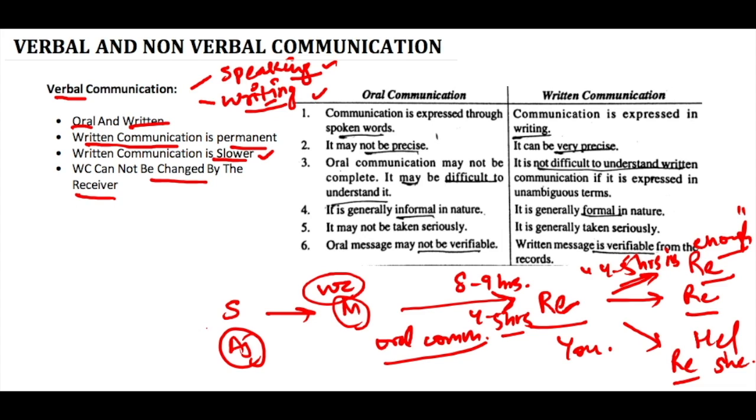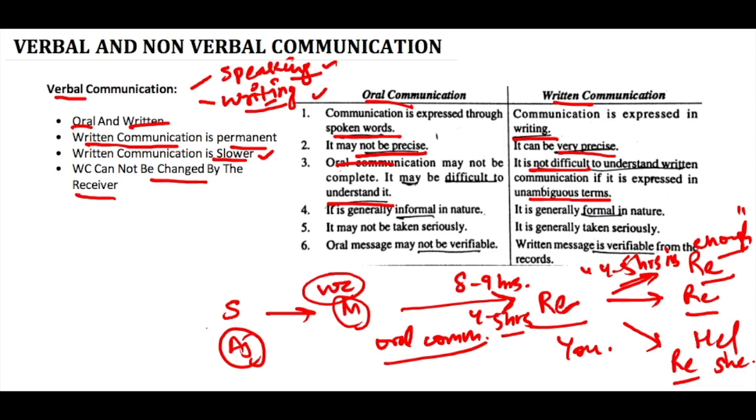So let's talk about the differences. In oral communication, the message is expressed through spoken words, whereas in written communication it is expressed through writing. Oral communication may not be precise, whereas written communication is very precise. Oral communication may not be complete. It may be difficult to understand. Whatever I'm saying to you, you may not be able to comprehend it or understand it because it's oral communication. Whereas in written communication, it does not happen. It is not difficult to understand if it is expressed in unambiguous terms.